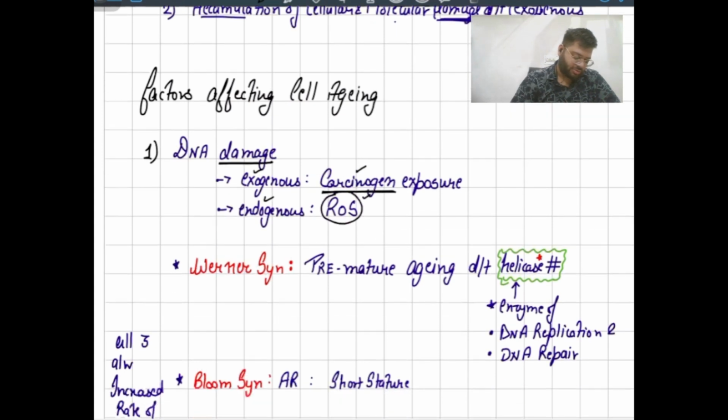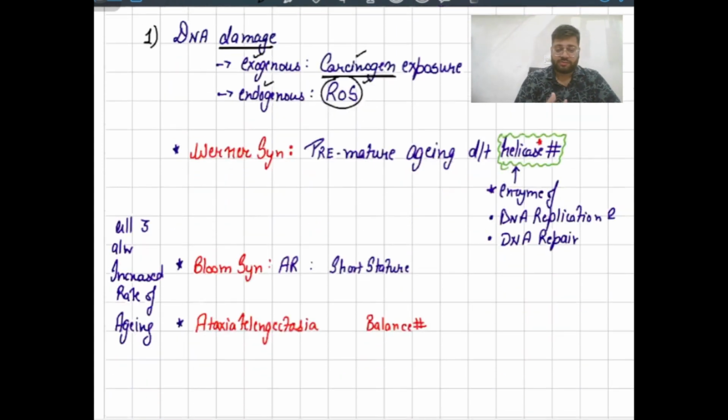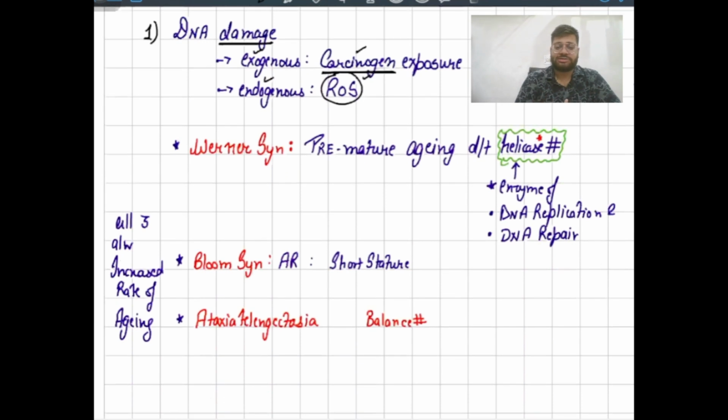There are three syndromes, and all three are associated with an increased rate of aging. These three syndromes, Werner syndrome, Bloom syndrome, and ataxia-telangiectasia, are all associated with an enzyme defect called helicase or another replication enzyme defect, because the DNA is not able to replicate. Either it is not able to replicate, or the repair of the replicated DNA is not possible. These are both reasons that DNA damage will lead to senescence or cellular aging.